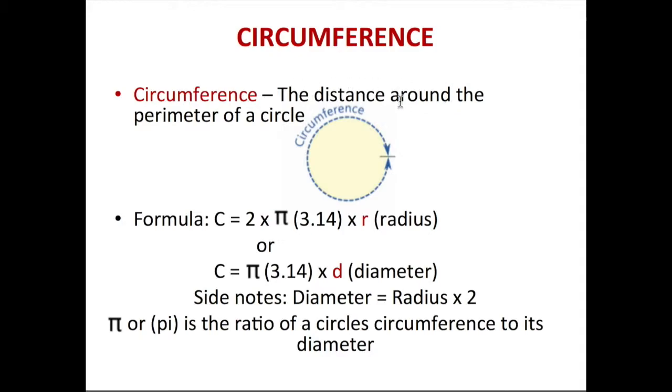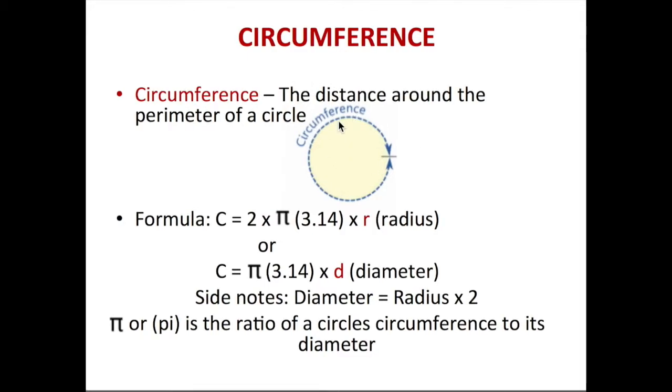So first, let's look at the circumference. Circumference is the distance around the perimeter of a circle. So this line going around here represents the circumference.